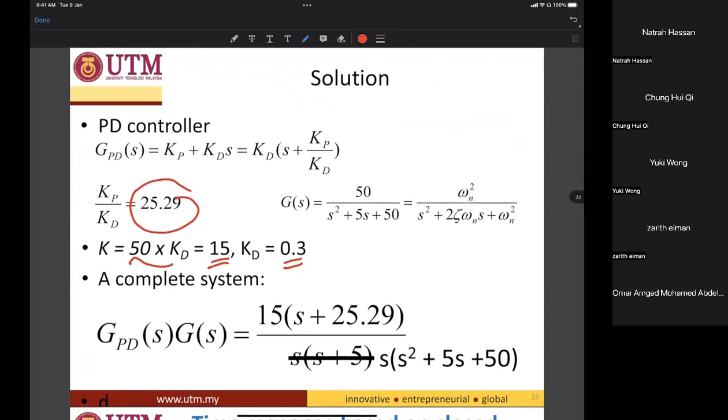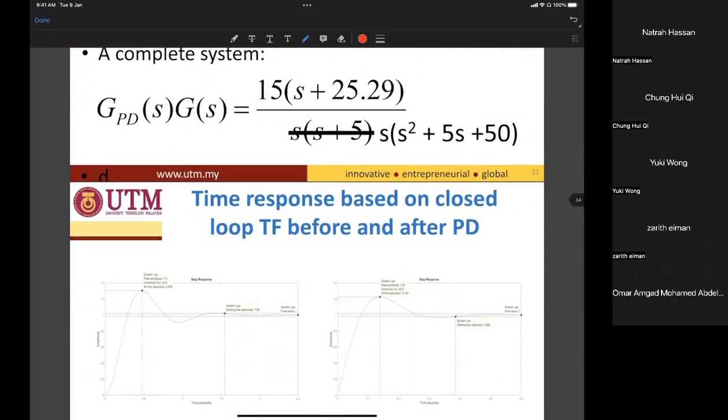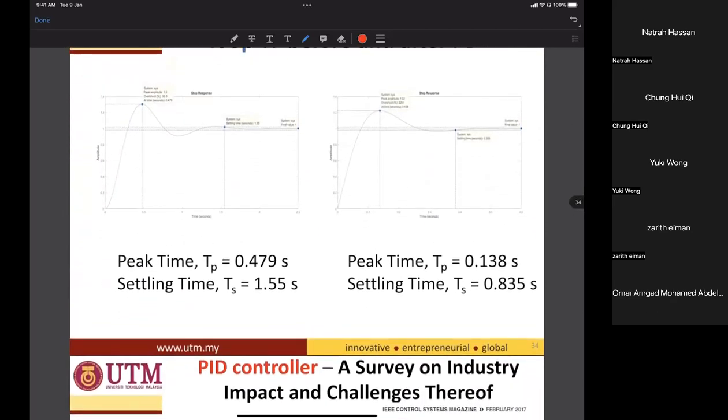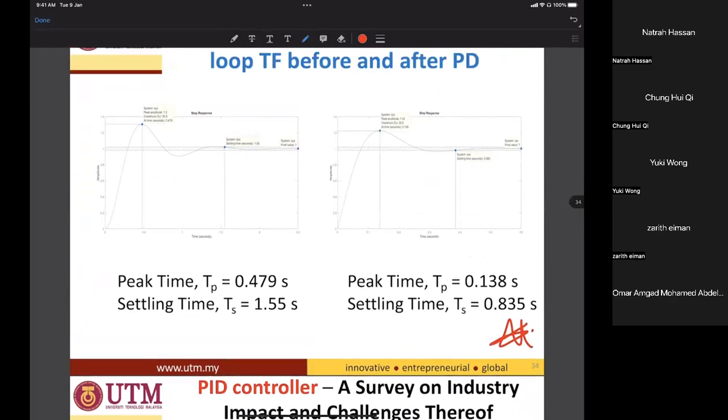Right, we stop here. When you apply a PD controller, you can see that the settling time has been reduced 4 times, and the overshoot has been reduced 50%, as shown here.